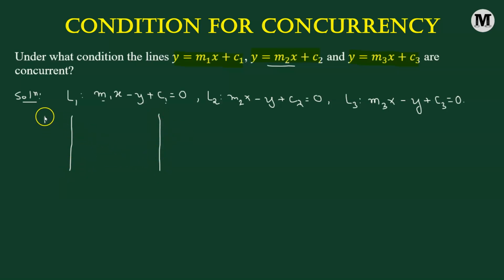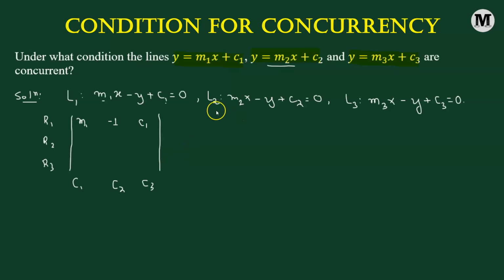That means a determinant that has 3 rows, R1, R2 and R3, and 3 columns, C1, C2 and C3. Now in the first row, first column, we're going to use the coefficient of x of line L1, so that is going to be m1. Then in the first row, second column, we're going to use the coefficient of y, so that's going to be -1. And then in the first row, third column, we're going to use the constant term, which is c1.